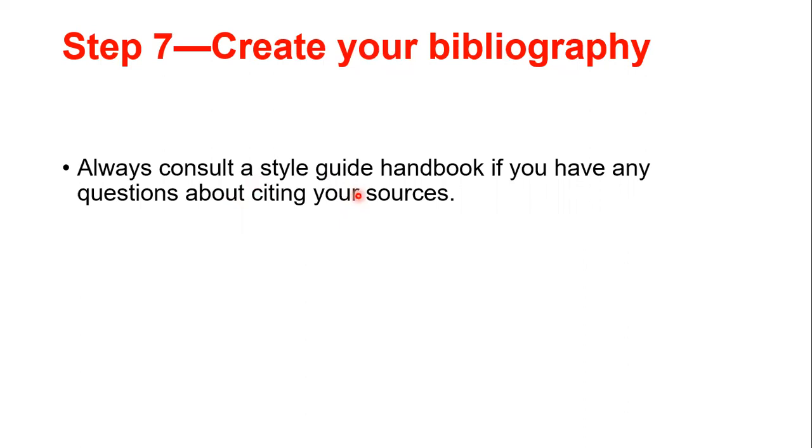Step 7, create your bibliography. A bibliography is the referencing catalog of what you read from: which book, which writer, which title, when it was published, which page number. That is called citation. Always consult a style guide handbook if you have any question about citing your source. This is very important. First, in report writing, we have to see which convention of the report writing style we are following.